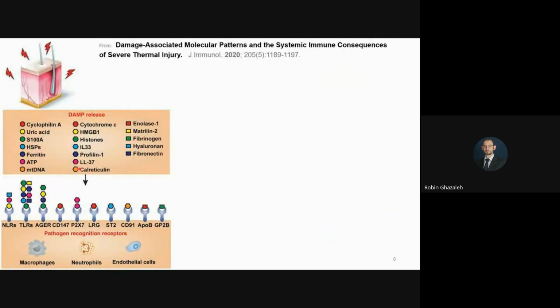And here's a recent paper which looked at the results of damage to the skin in the case of severe burns, damage associated molecular patterns, and the systemic, that means whole body wide, immune consequences of severe thermal injury. And they reviewed all of these molecules which have been considered to be danger associated or the damage associated molecular patterns.